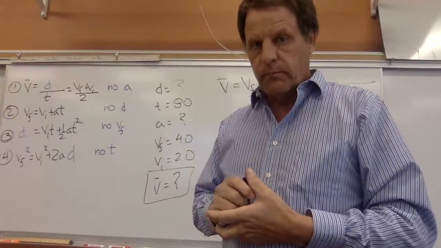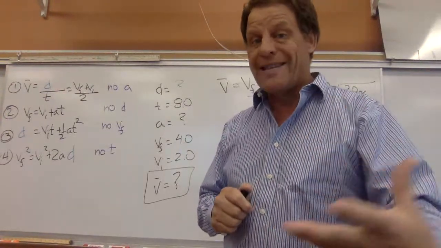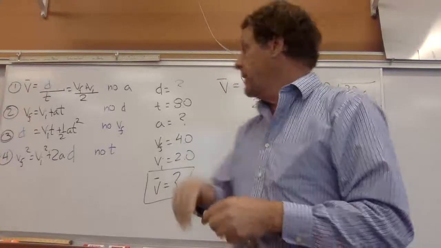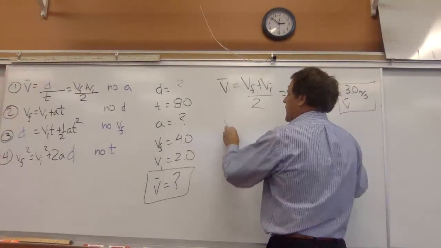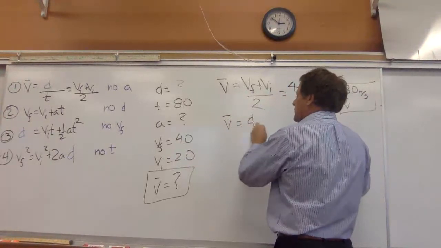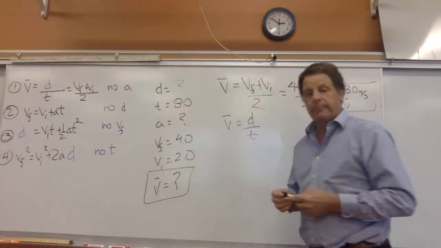And now we're going to go to the second part. It's like, what distance did we cover? Now, what we can do is just say that the average velocity is equal to the distance divided by time.